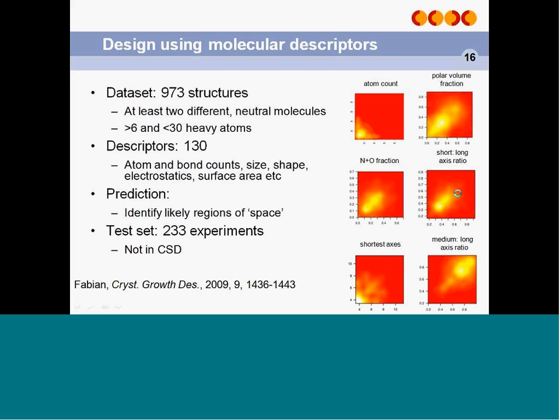973 structures in total. So Laszlo looked at a wide range of molecular descriptors with regards to predicting which molecules will form co-crystals with a given target. So Laszlo used 130 descriptors and then used a statistical process to work out which were the most predictive. And Laszlo found that there were 4 descriptors based on polarity and molecular shape that were the most effective at predicting which coformers would form a co-crystal with the target molecule.